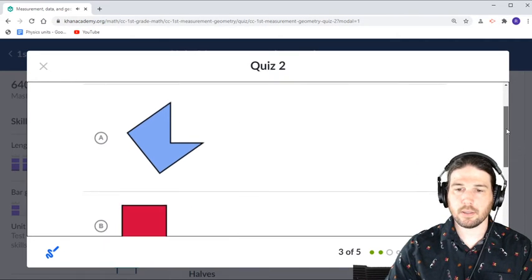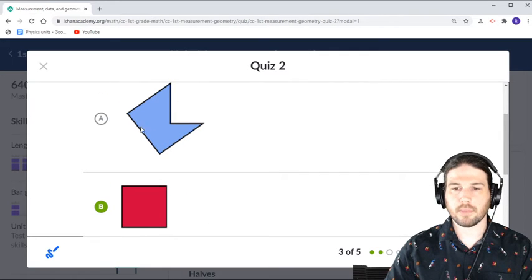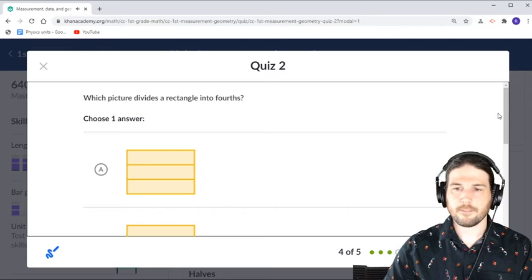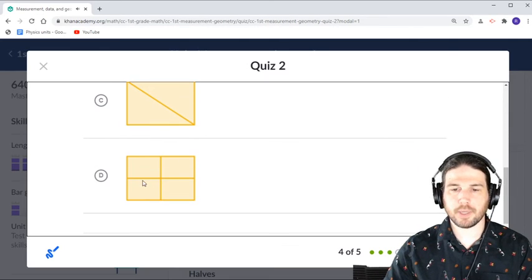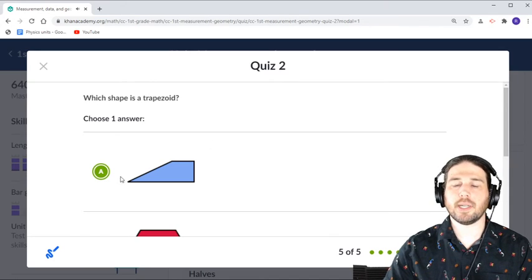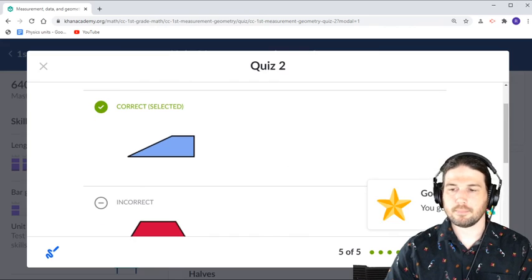That's not a square. That looks like a square. That's not a square, that's a triangle. I don't know what that is. It looks like someone took a bite out of a square. Which one is cut into fourths? Pretty clearly D. Which one is a trapezoid? Again, like a rectangle with two different bases. And that's quiz 2.